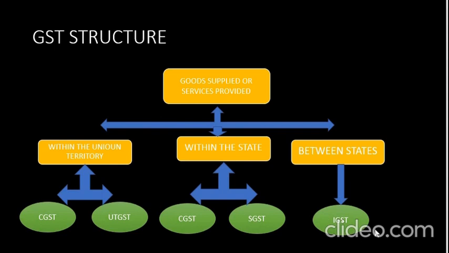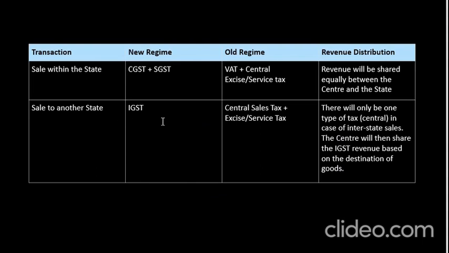So when it is collected by the center, you can have a question: when there is a within-state operation, only CGST and SGST are charged, so why is the center involved here? But when there is a sale between states, why is only the center involved with IGST? Yes, the allocation is explained here, where for sales to another state, IGST is charged, but in the older regime, sales tax plus excise or service tax was charged.